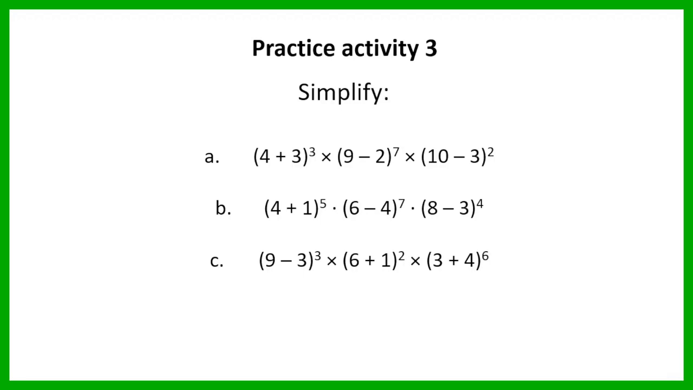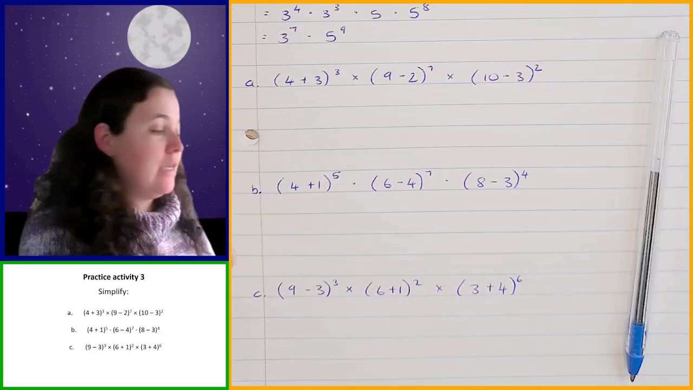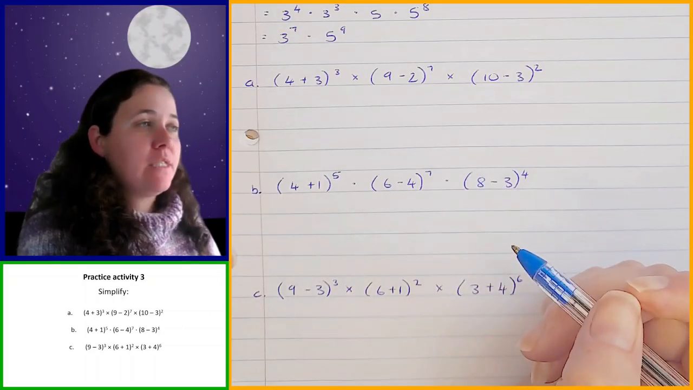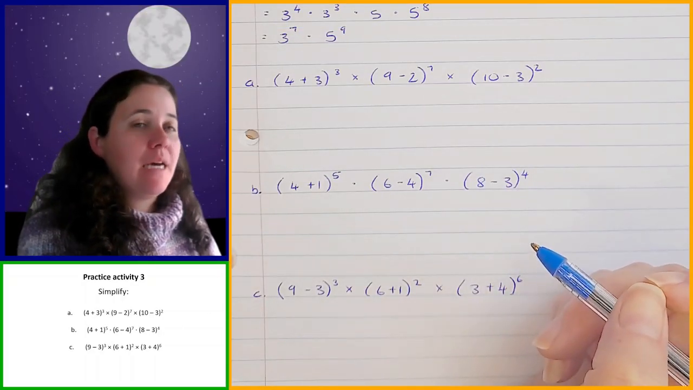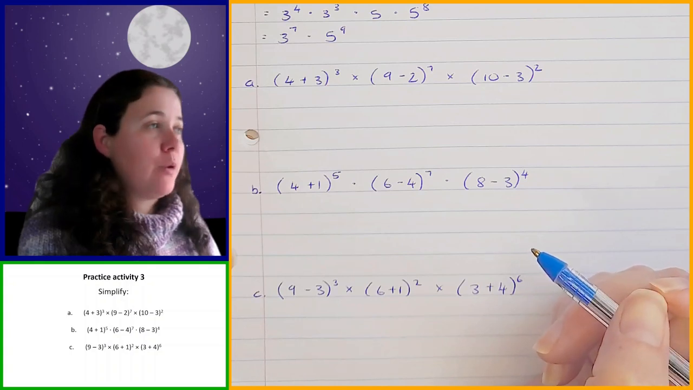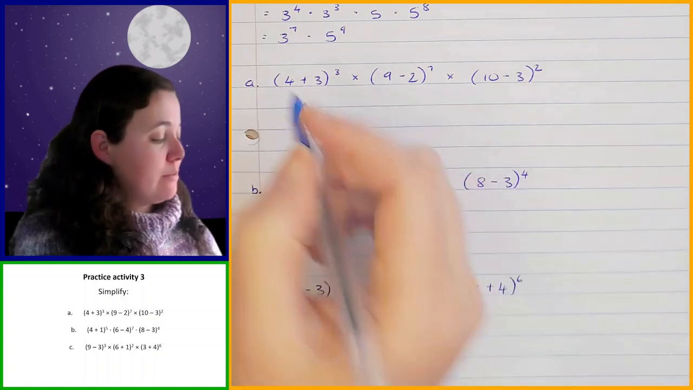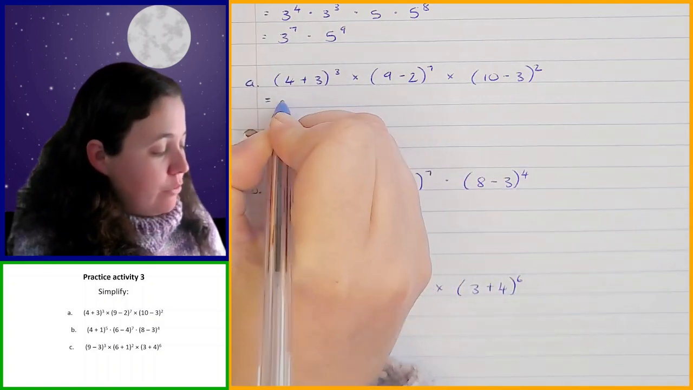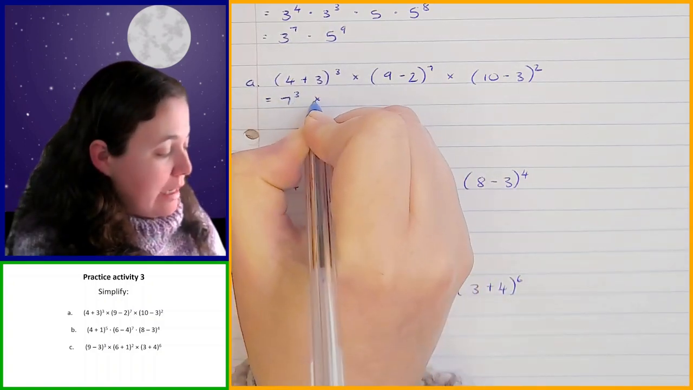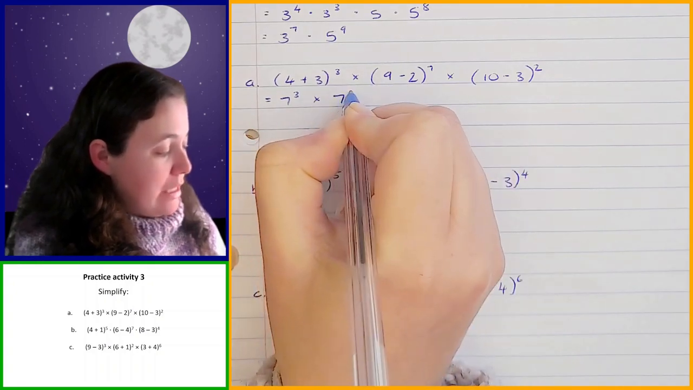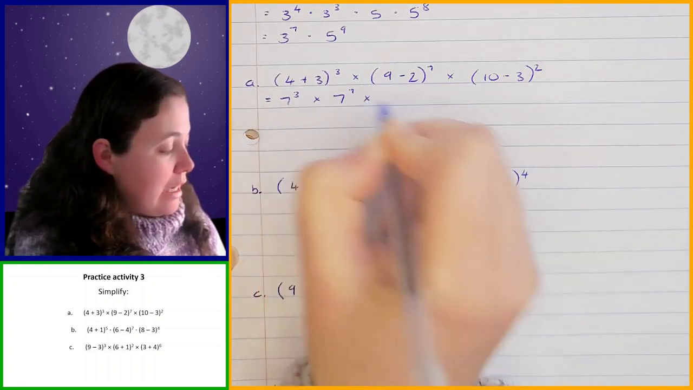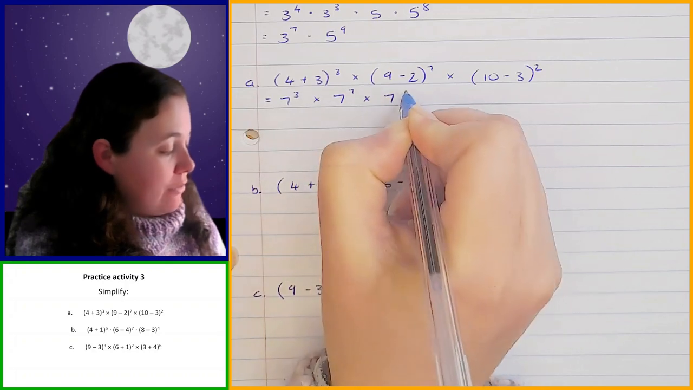Okay, you should be done with that, so let's go through those 3 examples. So question A, you had 4 plus 3 in brackets cubed times 9 minus 2 in brackets to the power of 7 times 10 minus 3 in brackets squared. So first we're going to simplify what's inside the brackets. So 4 plus 3 is 7 cubed times 9 minus 2 is also 7 to the power of 7 times 10 minus 3 is also 7 squared.